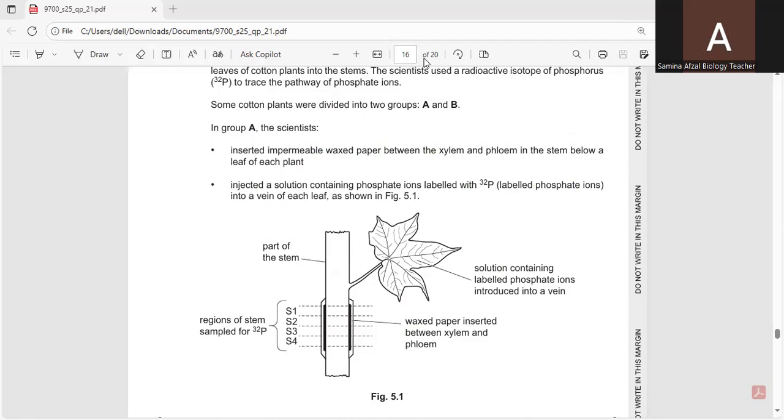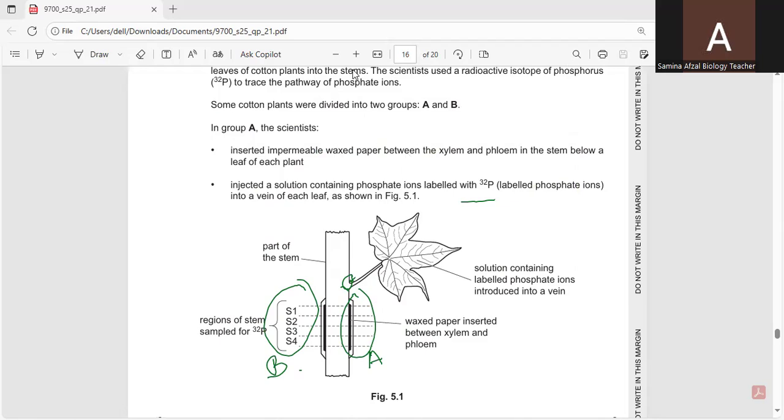So these waxed papers were inserted in the stem below a leaf of each plant. This is the node where the leaf is originating, and below it they have inserted the waxed paper. And they inserted a solution containing phosphate ions labeled with 32P into a vein of each leaf. So this is the A group, and this is the B group.